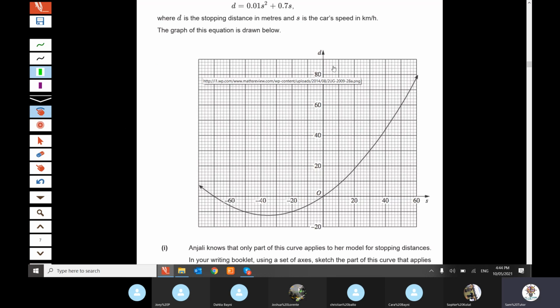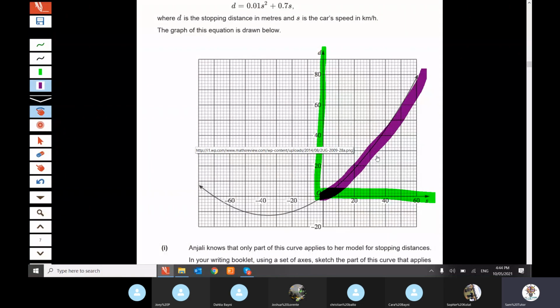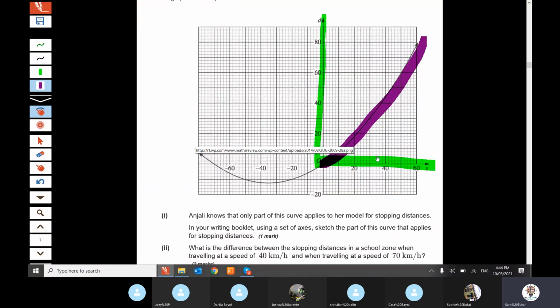So I'm going to highlight the answer. It would have been this. That, and then of course the graph we're actually interested in is that, without having to obviously redraw it. That's okay. Let's read the question again. Anjali knows that only part of this curve applies to her model. Using a set of axes, sketch the part of this curve that applies for stopping distances. And we just did that.